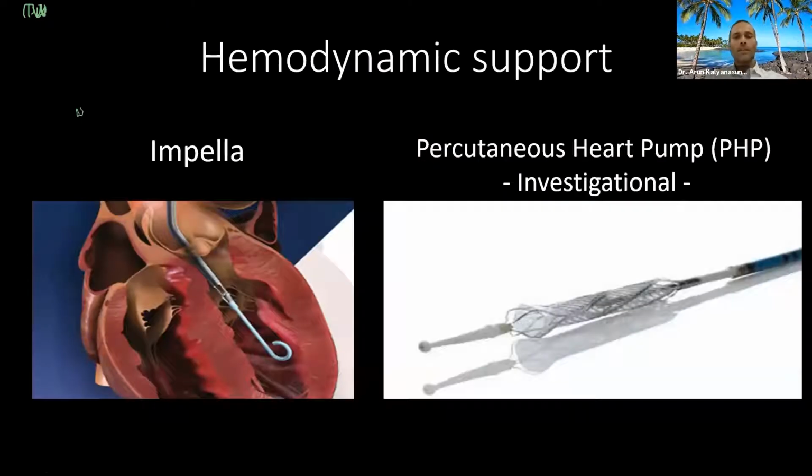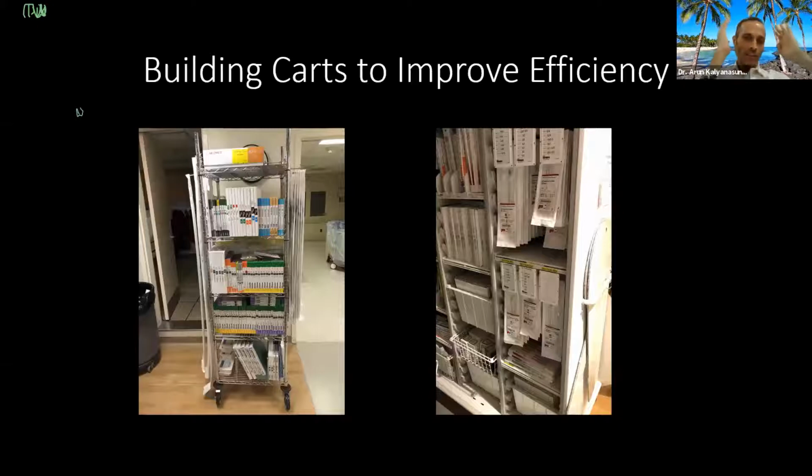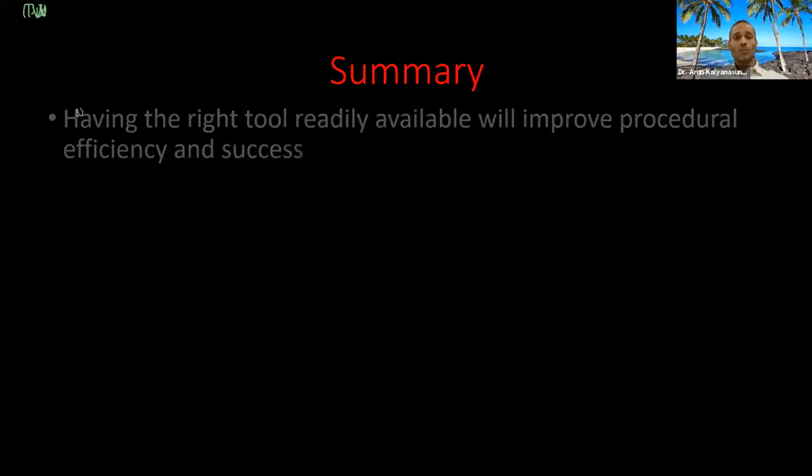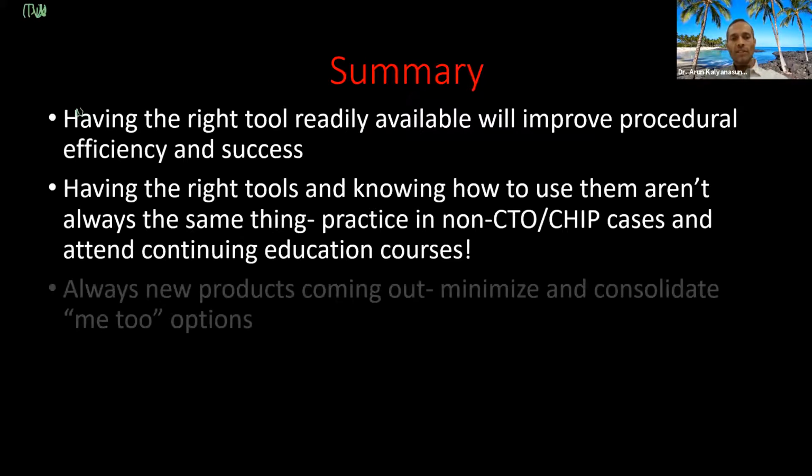Of course, we need to know how to use hemodynamics and when to do it. Be prepared for complications because they will inevitably occur. If you're good friends with your Biotronik guy, if you can get a Papyrus stent, great. Otherwise, you still have Graftmaster. Have everything on a shelf so that you know where to look for stuff: your pericardiocentesis kit, your microcatheter, your snares, whatnot. Really having the right tools is going to help improve efficiency.